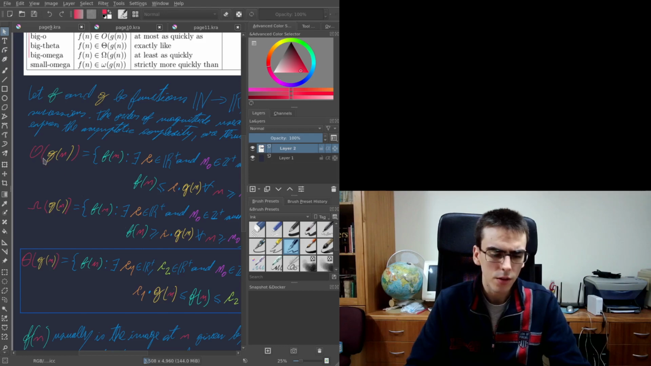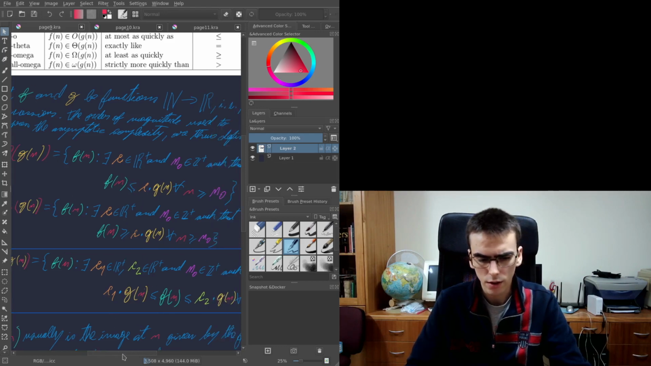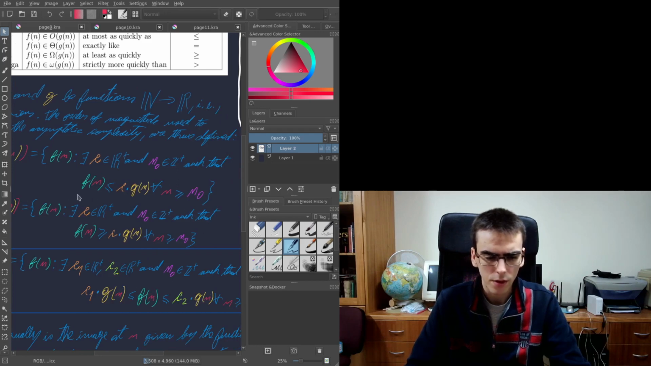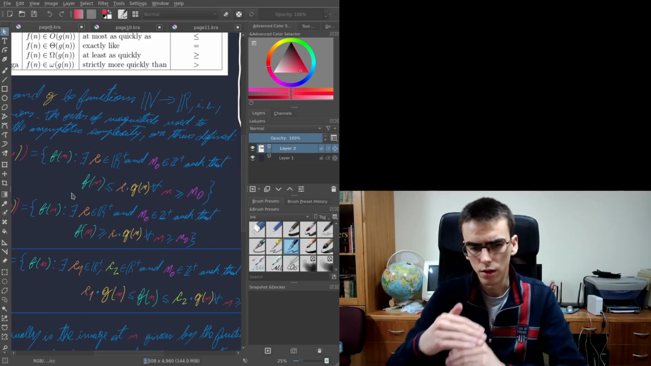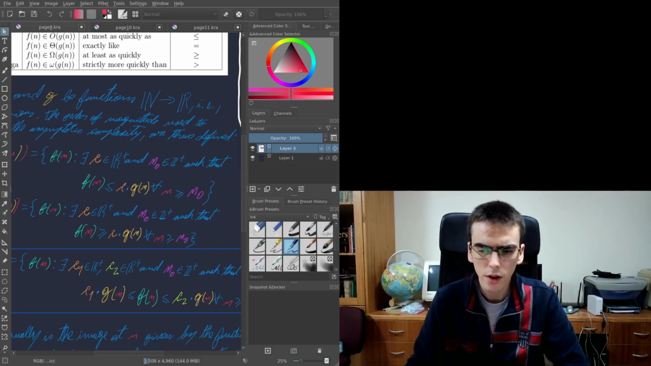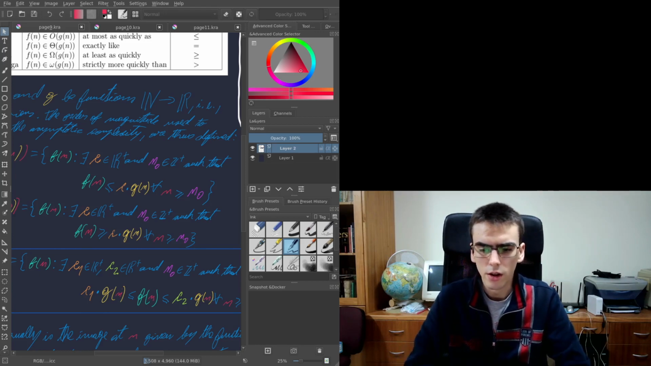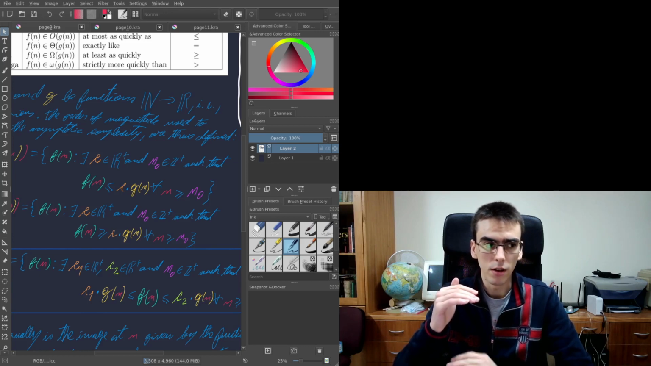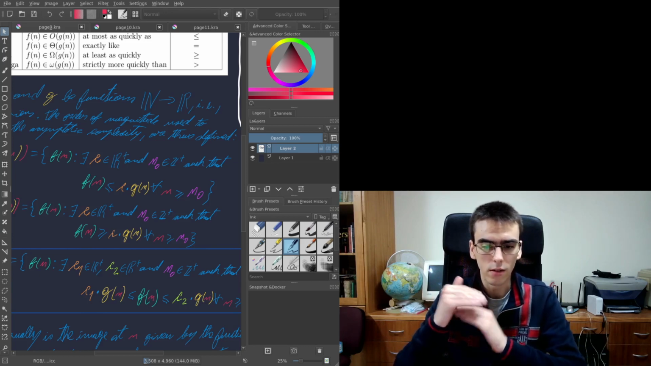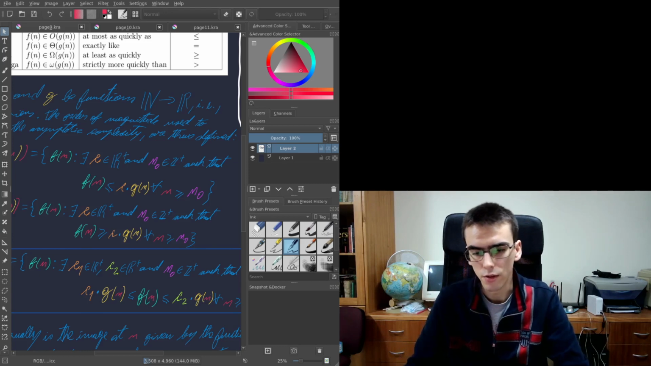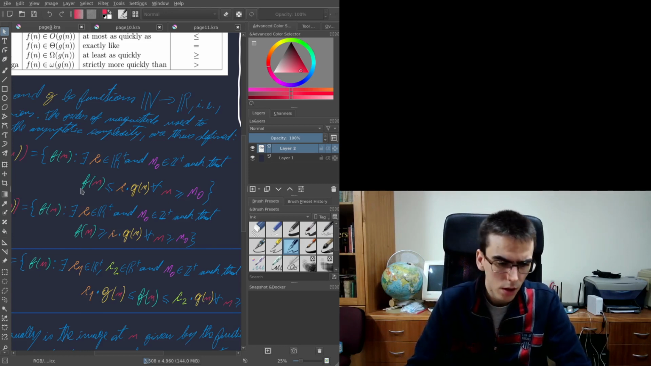And for small o and small theta, you can just make this comparison strict, and that's it. It's just a matter of changing the bound. You are setting a bound, and it's the difference between having a loose upper bound and letting that bound be an exact bound. So that's the difference between them. Let's read this to make sure we understand the notation.